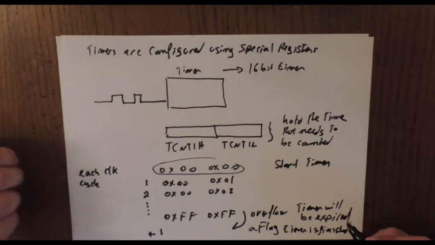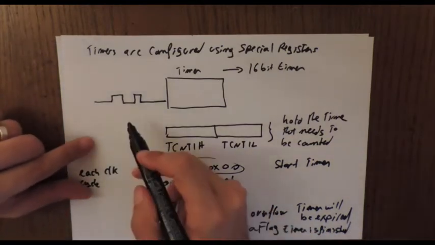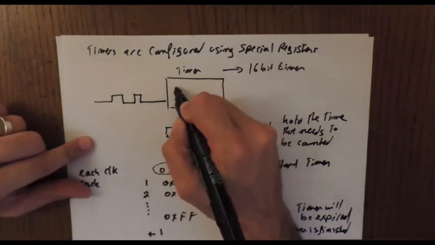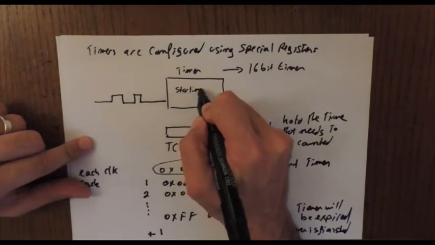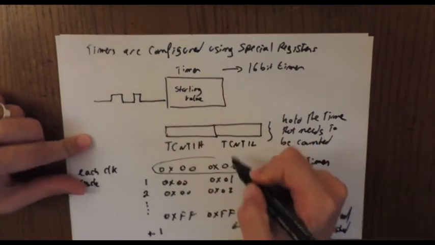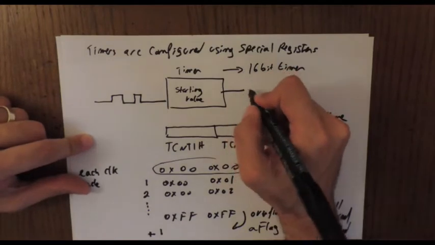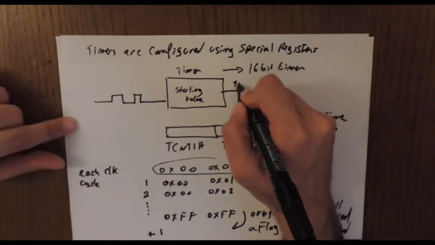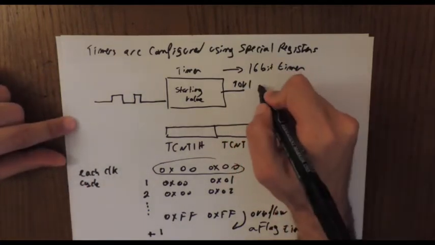So this is the basic operation. We have a clock, we have a starting value, which can be any number, and we have a flag telling me that it's finished. This is called TOV1, timer overflow 1.